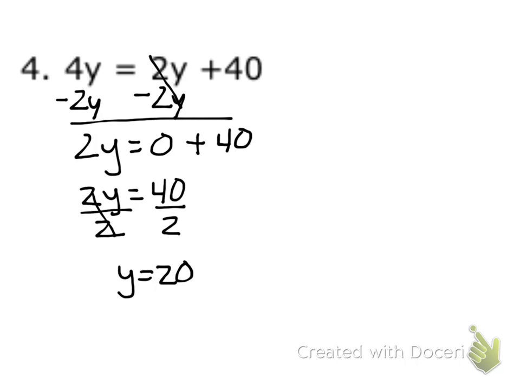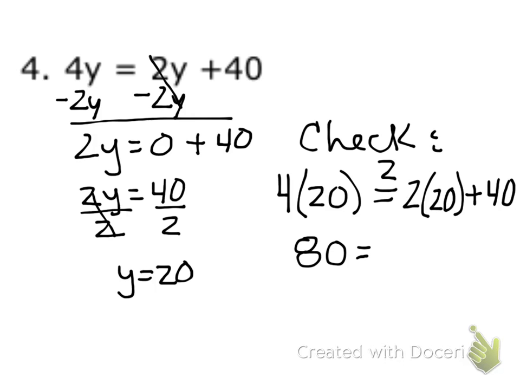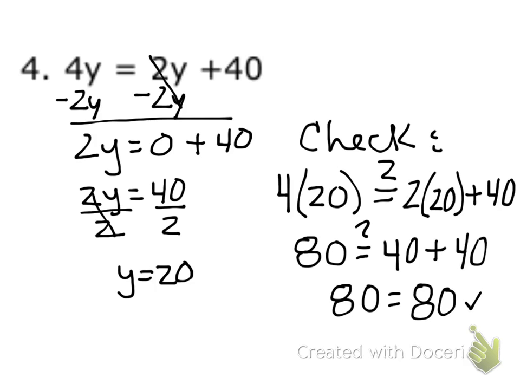To check our work, which again is something I recommend but do not require, and remember you can check your work using a calculator. We're going to plug this in, so 4 times 20, does it equal 2 times 20 plus 40? 4 times 20 is 80, and we're asking ourselves, does it equal 40 plus 40? And sure enough, we get 80 equals 80, so we know we did the problem correctly.